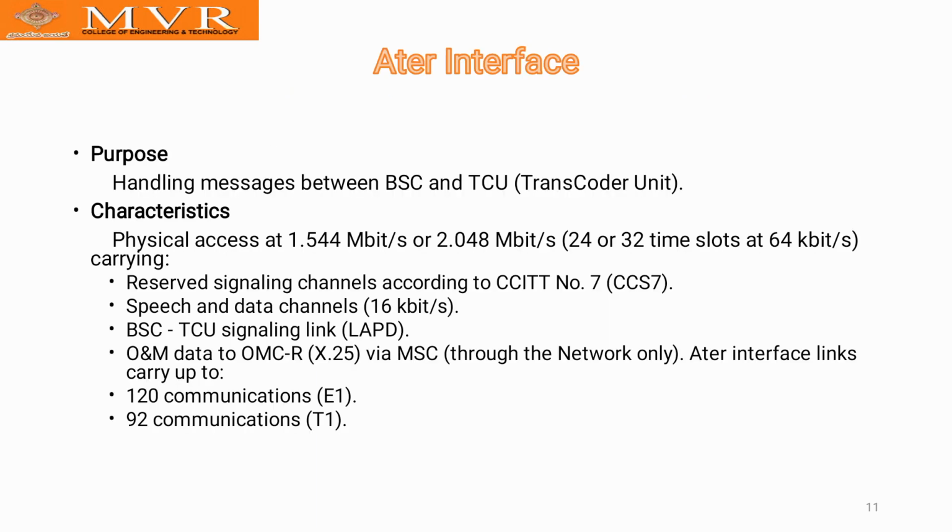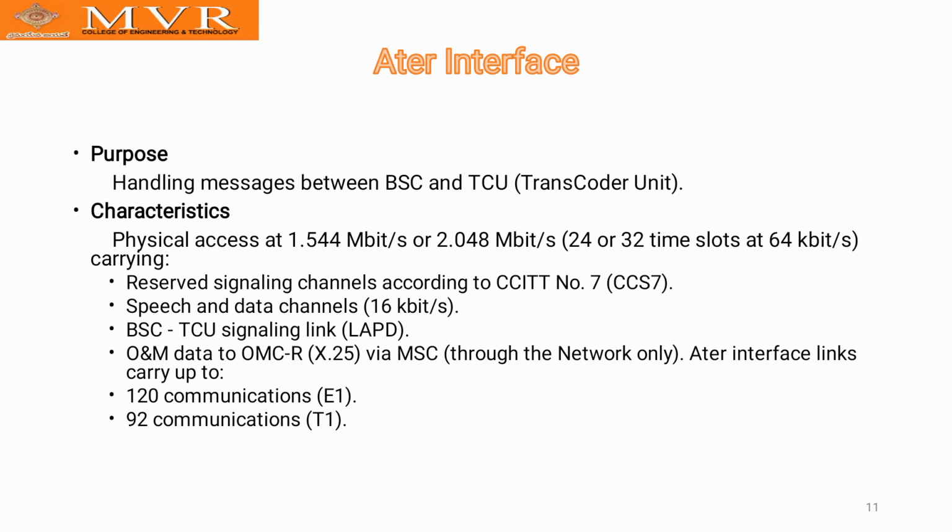Abis interface. This interface handles the messages between the BSC and the TCU, the transcoder unit. It has the characteristic of a physical address at 1.544 Mbit/s or 2.048 Mbit/s. So it is 24 or 32 time slots at 64 kbit/s carrying reserved signaling channels according to CCITT number 7 or CCS7. The speech and data channels are 16 kbit/s.